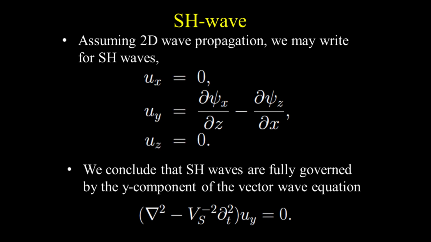Assuming 2D wave propagation, we may write SH wave in terms of particle displacement in the y direction only, or as wave equations based on the x and z components of the potential vector. Because we are normal to the xz plane, only the y component of the displacement is involved in the wave equation.